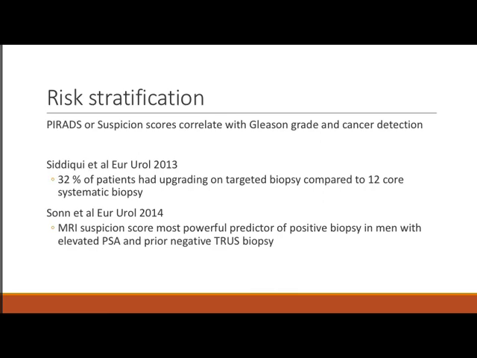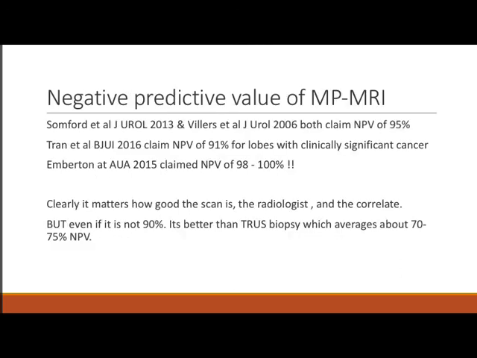Siddiqui et al. published this: 32% had upgrading on targeted biopsy compared to their 12-core systematic biopsy. Son et al. showed that MRI suspicion score was the most powerful predictor of those that would have a positive biopsy after a previous negative biopsy.